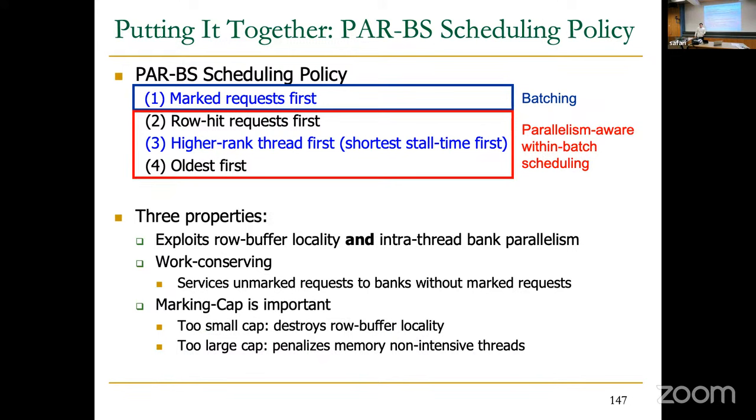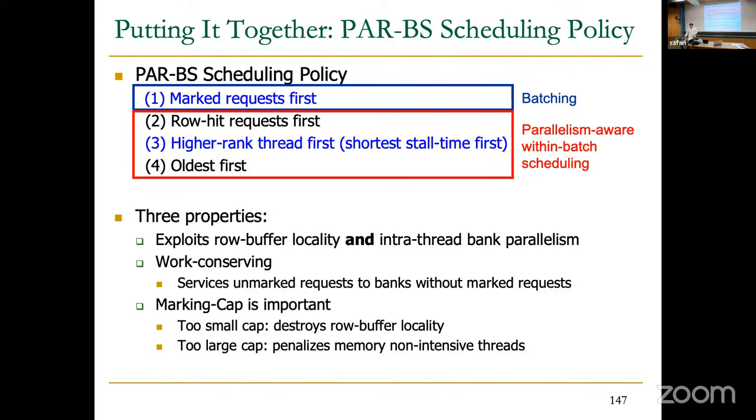There are 3 properties of the scheduling mechanism. First, it exploits row buffer locality, as you can see, because the second thing we look at is row hits first, and intra-thread bank parallelism by ranking threads. It's work conserving, so unmarked requests that target a bank that's not targeted by any marked requests can also proceed. I didn't cover that in the slides, but it makes sure to utilize resources in cases where it looks as if it cannot. And then marking cap is important.